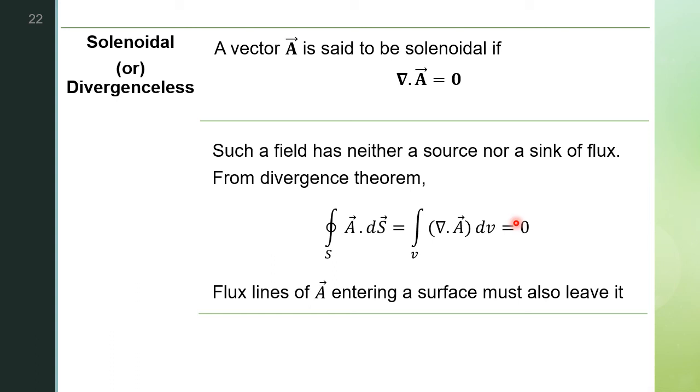That means the flux lines which are entering a surface should also leave it. That is, the net flux emitted by a closed surface S will be equal to 0. Therefore, this field A will be neither a source nor a sink for flux, since the closed integral over S of A dot ds is equal to 0.